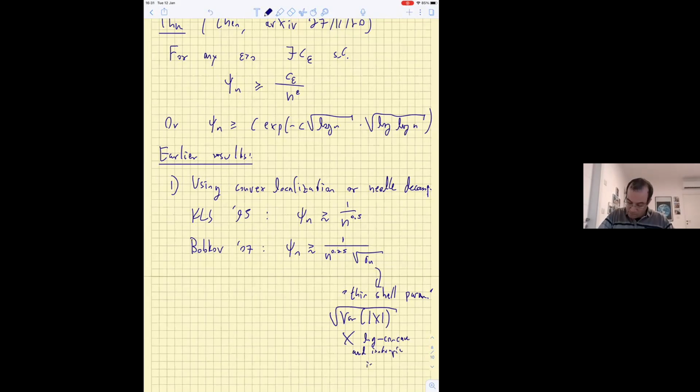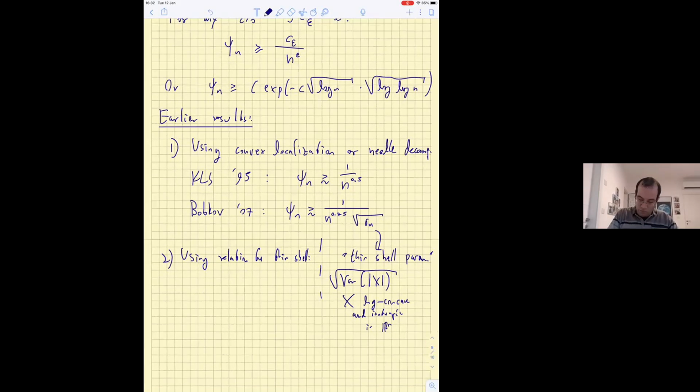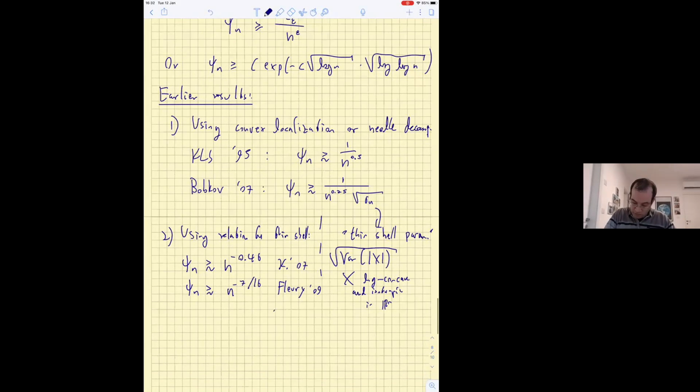And now the relation to thin shell enabled some bounds using Bobkov's estimate. So first of all, in 2007, it was proven, I think, something like 0.46. This was my result. Then Fleury in 2009 got n to the minus 7/16 in this formulation. Then Guédon and Milman, Olivier Guédon and Emanuel Milman, got in this formulation minus 5/12. So these things are improving.